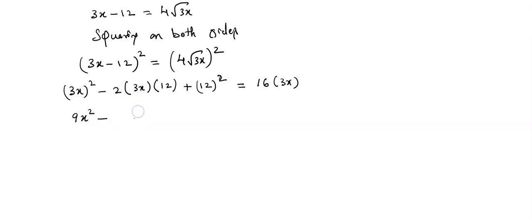So first you multiply this. 2 into 3, 6. 6 into 12, 12 6 are 72x. Plus 12 square is 144. 12 12s are 144 is equals to 16 3s are 48x. 3 6 are 18. 1 carry. 3 1s are 3 plus 1, 4.